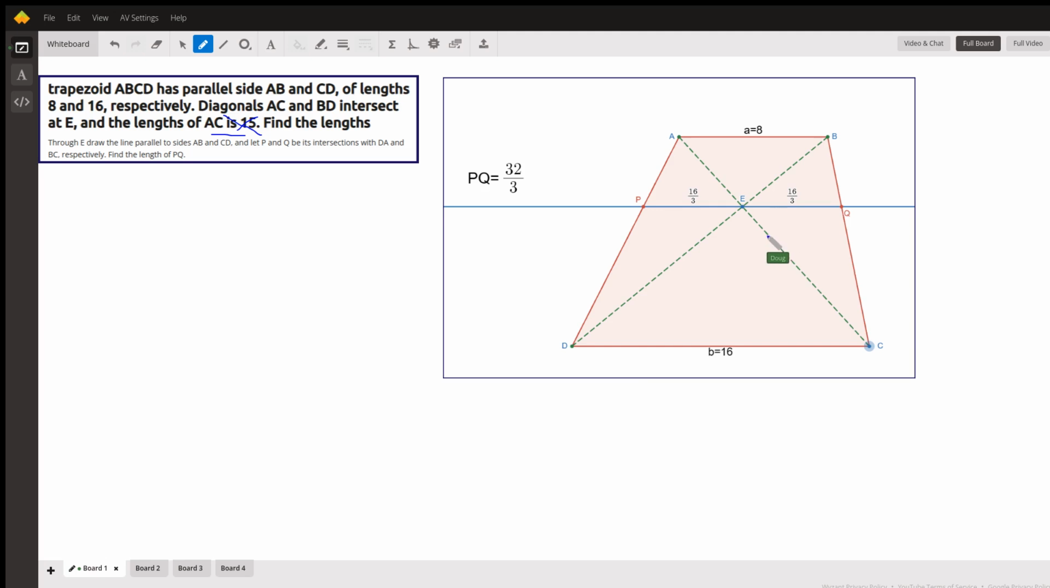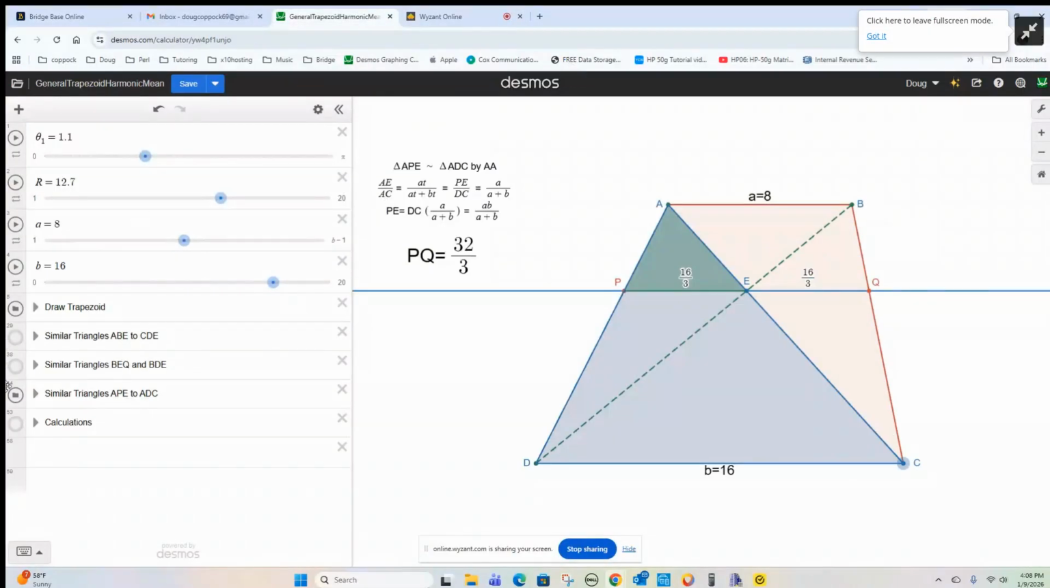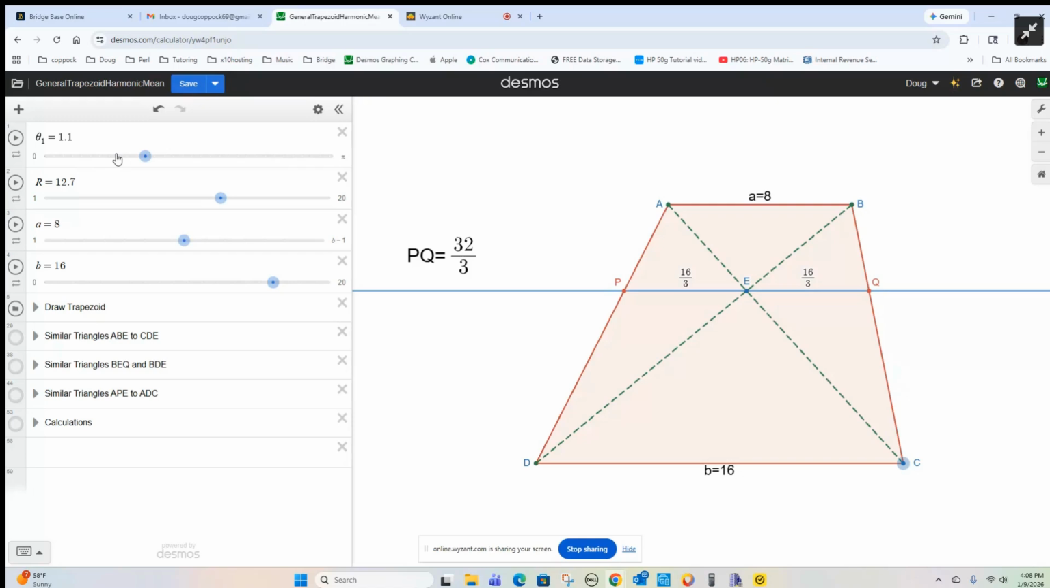Okay. Now I'm going to share my screen and go to Desmos to convince you that for base A equals 8 and base little b equals 16, the distance from P to Q will always be 32/3, regardless of how the rest of the trapezoid is positioned. So let's just try that. Here we are on Desmos. Here's the trapezoid, and the bases are 8 and 16 right now.